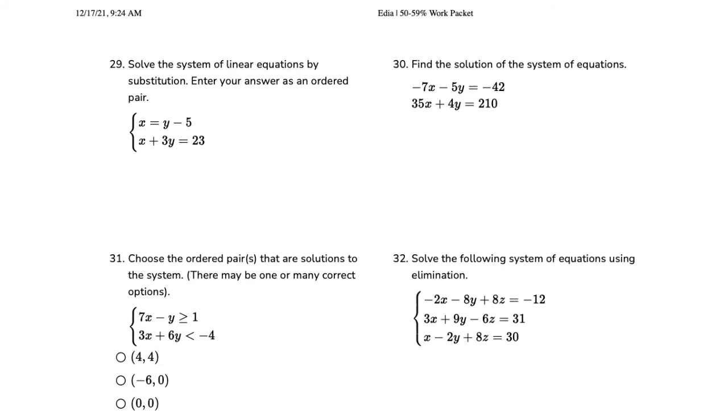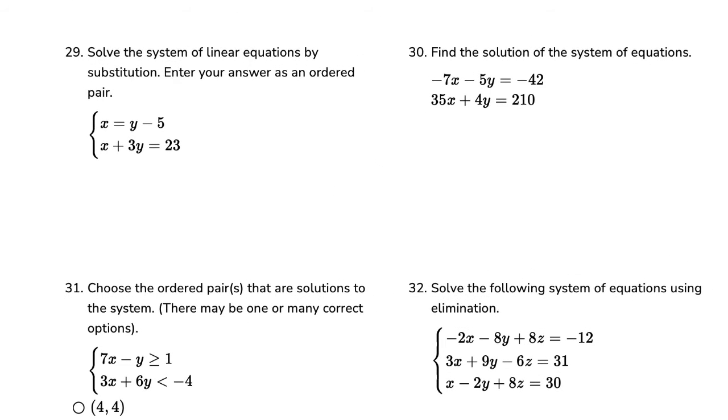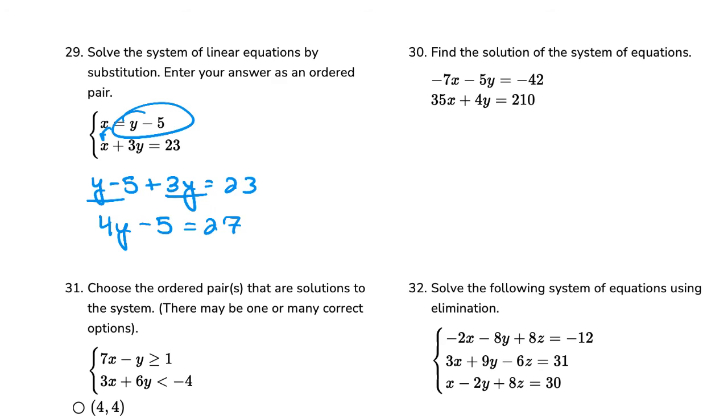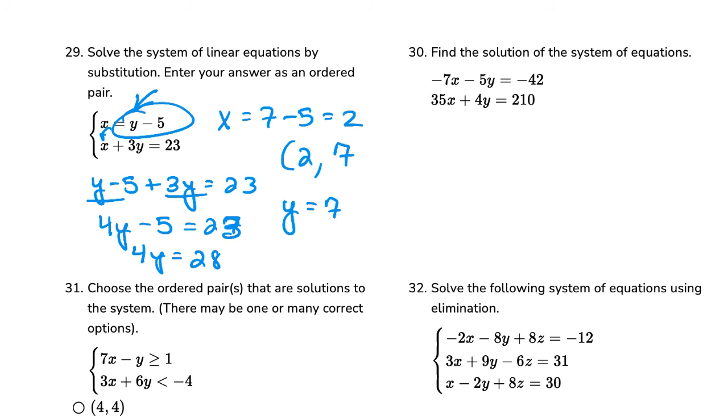Problem 7. Solve the system. I'm going to use substitution. Plug it right in for that. Y minus 5 plus 3y equals 23. 4y is minus 5. Just add my y's together. Let's add 5 to both sides. That's 23, giving us 28. And divide by 4. So y is 7. Put the 7 in there. X equals 7 minus 5, which is 2. So x is 2 and y is 7.